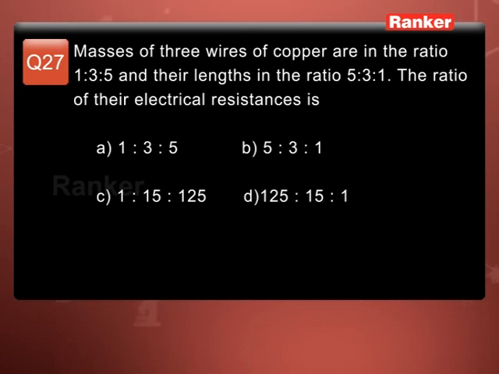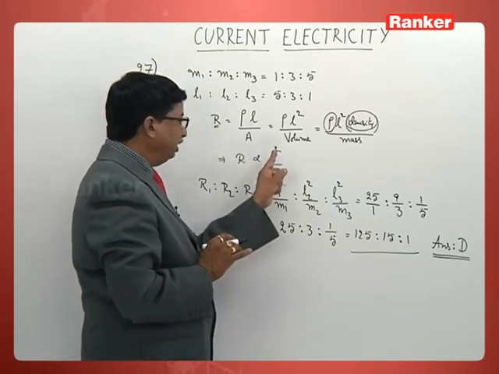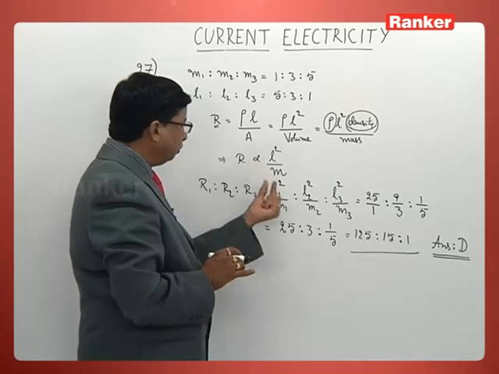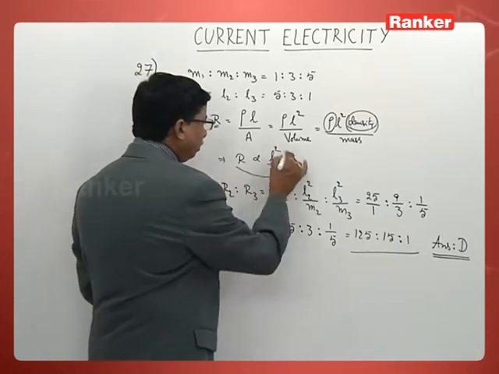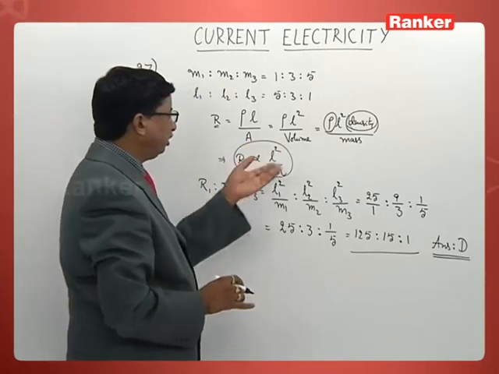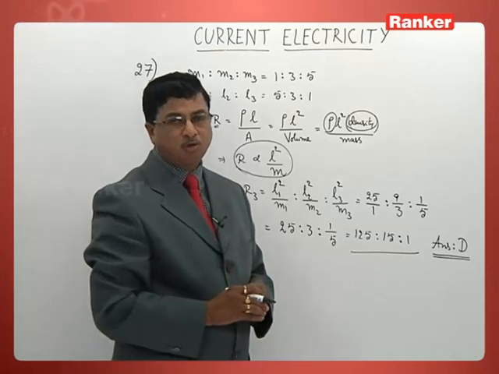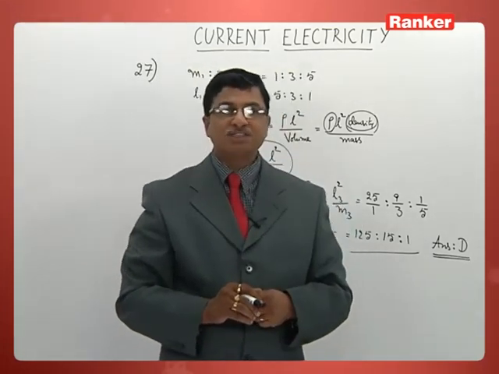Only thing you should understand here is resistance, when we consider in terms of length and mass, is proportional to L square by M. That is the concept you need to understand. So if you can get that idea, this is not a big problem, a very, very simple model as such. So this is problem number 27.